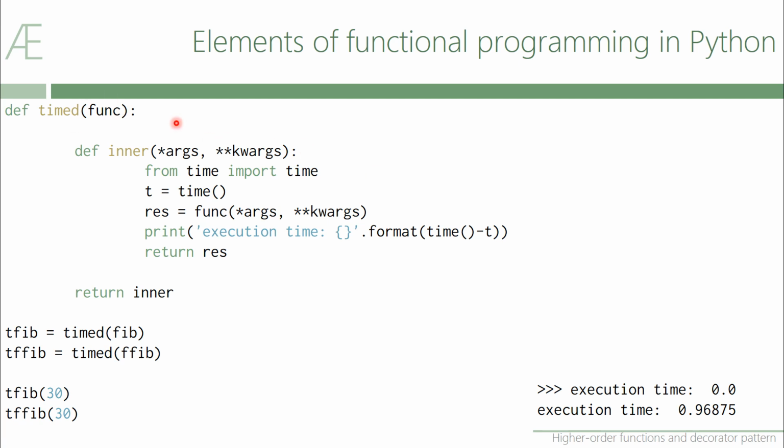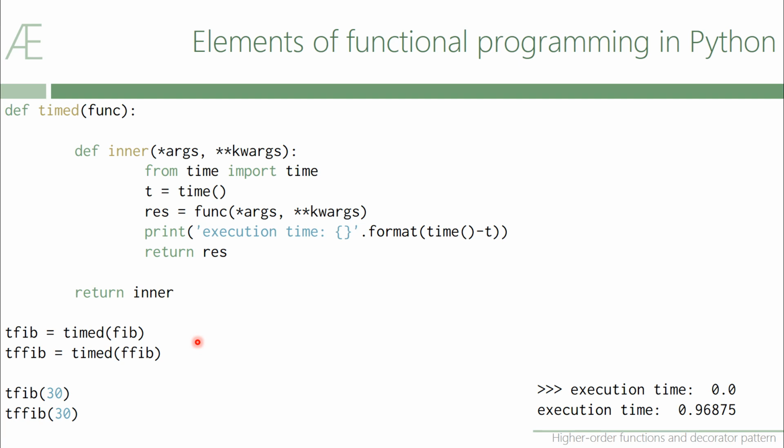This way, we pass some function to the timed function, and it returns a function that will do essentially the same thing we've done before. It will take whatever arguments you pass, apply the initial function to these arguments, and before returning the result, it will print out the execution time. So this timed function is kind of a wrapping around some other function that adds some additional functionality without changing what the original function actually does.